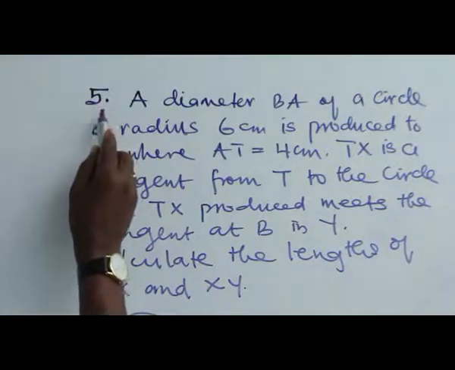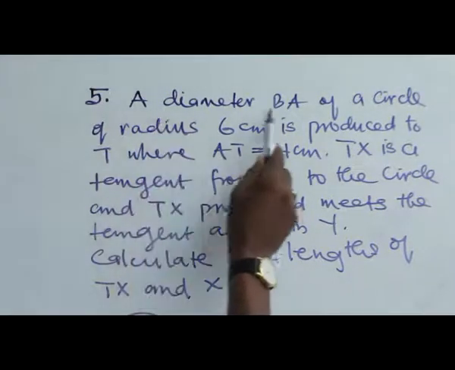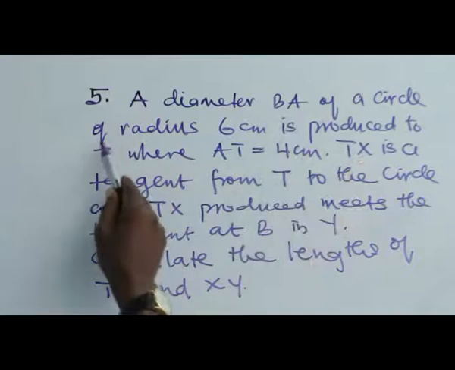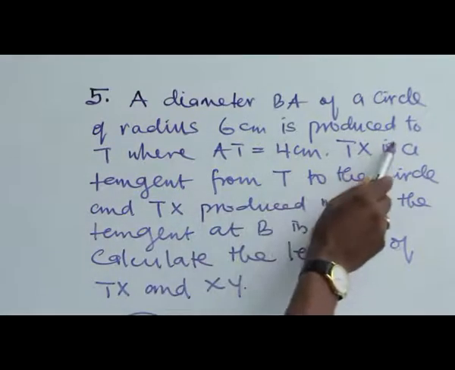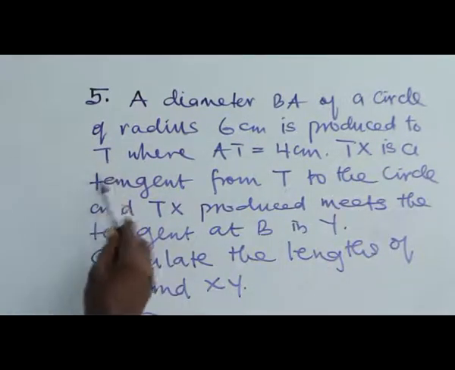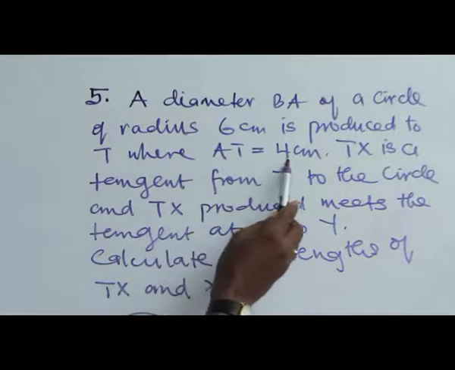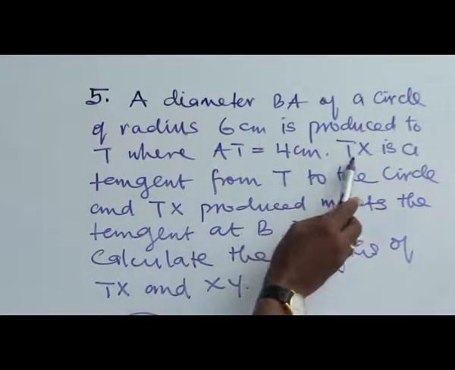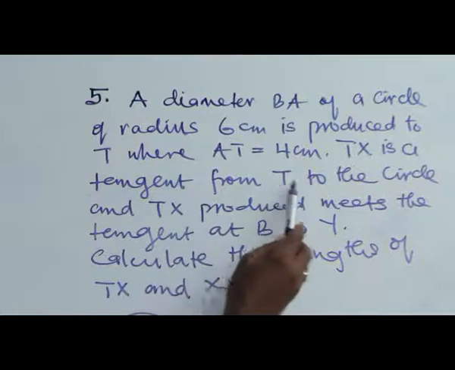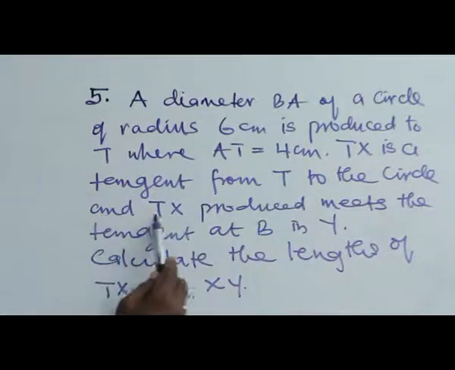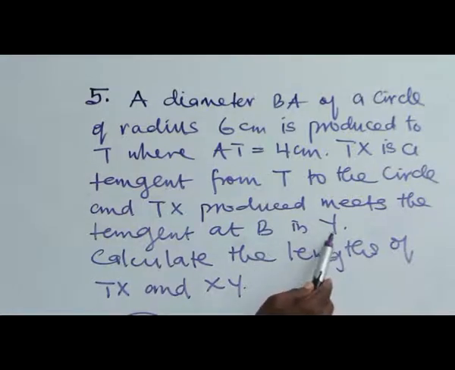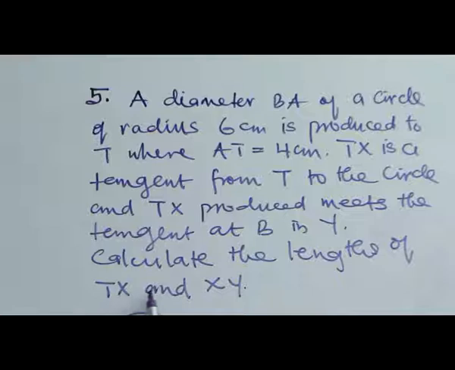Example number 5. A diameter BA of a circle of radius 6 cm is produced to T, where AT is equal to 4 cm. TS is a tangent from T to the circle, and the tangent at B meets TS produced in Y. Calculate the length of TS and SY.